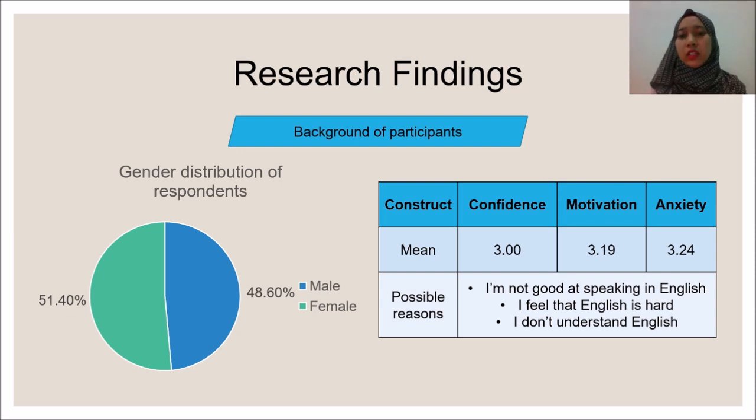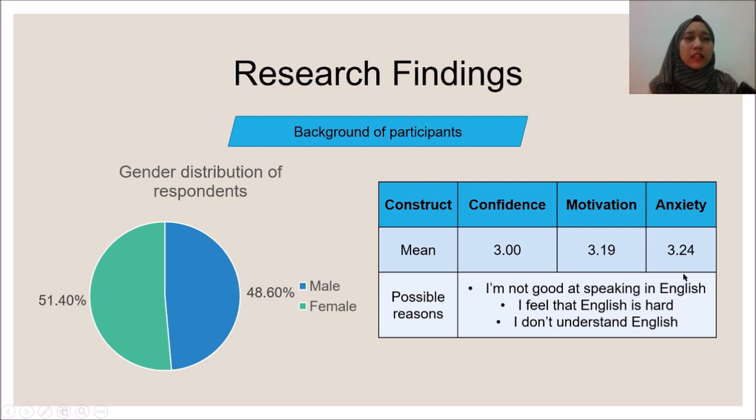And on the right side of the screen, you can see the background of the participants' affective filter. Please note that this one is based on a five-numbered scale. So, the participants' confidence was at 3, meaning they neither agree nor disagree that they are confident of themselves in English class. And it's a 3 for motivation as well. They neither agree nor disagree that they have high motivation for English language class. And for anxiety, it's a 3 as well.